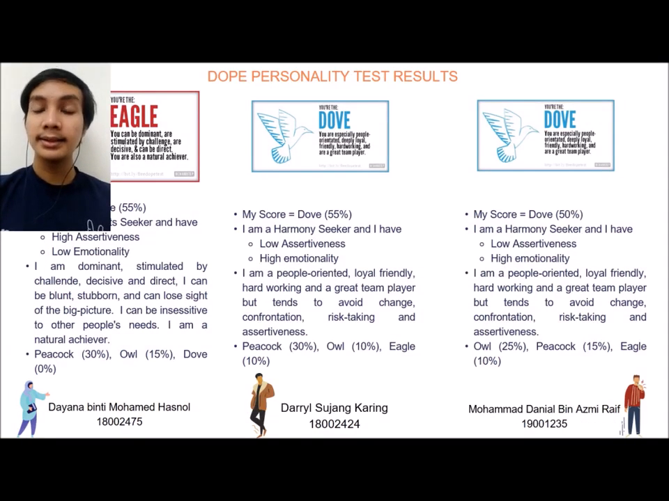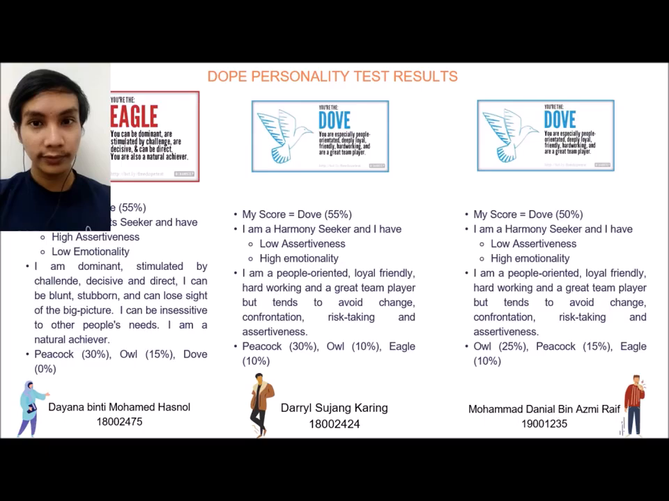Hi, my name is Daniel. So my DOPE personality test result, I scored 50% Dove, like Daryl. I am a harmony seeker and I have low assertiveness, high emotionality, and also I am people-oriented, loyal, friendly, hardworking, and a great team player. But I tend to avoid changes, confrontation, risk-taking, and assertiveness.